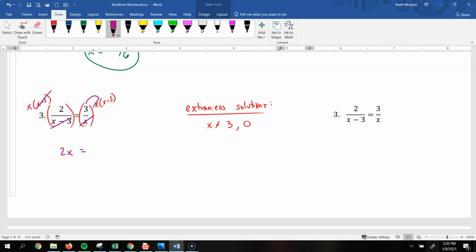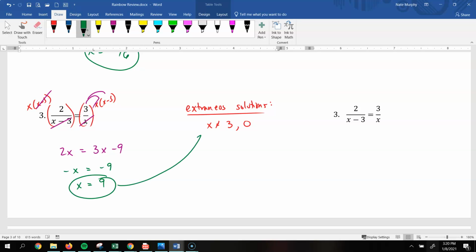In the second fraction, I'm going to distribute the 3 that's left over times the x minus 3. So we'd have 3x minus 9. Now I just have to solve this simple equation. So I'm going to subtract 3x from both sides to get negative x equaling negative 9. Well, I can't have a negative here, so we can multiply both sides by a negative. However you want to look at it, we get x equals 9.